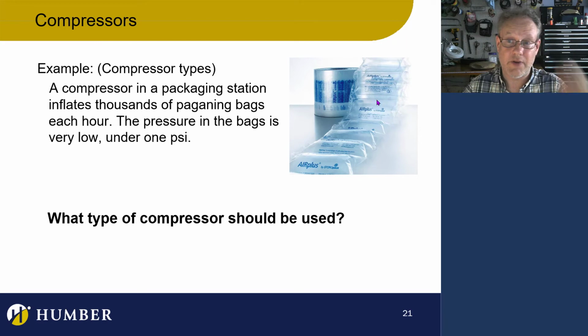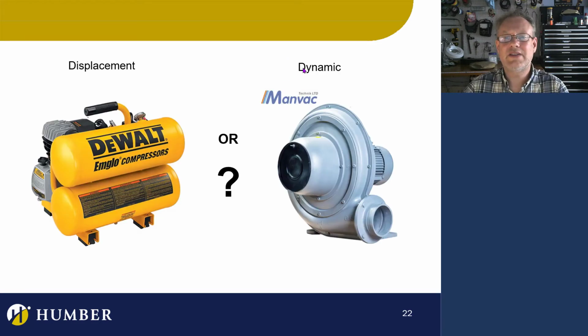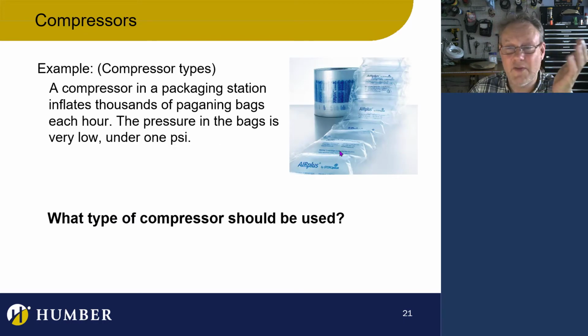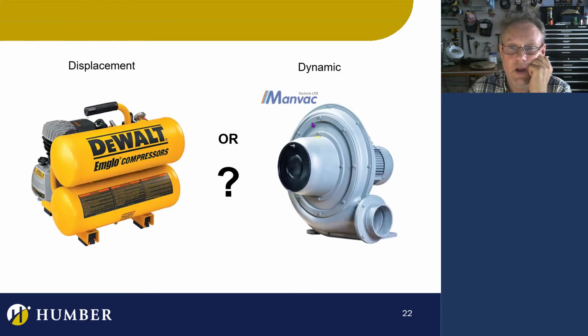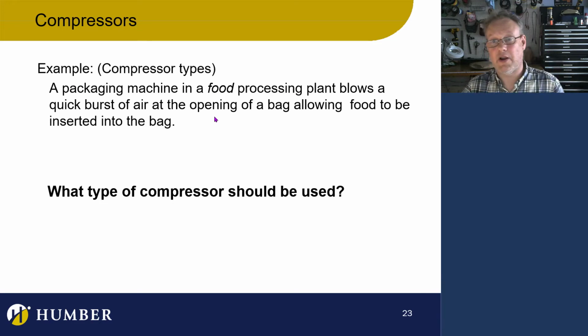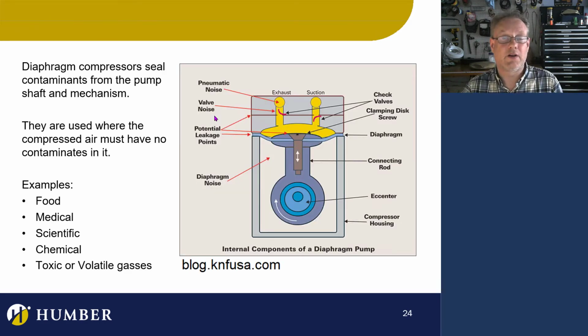So if I've got a situation where I'm filling all of these bags, it's a lot of air that I'm filling, but the pressure is ridiculously low. So I'm going to use a dynamic compressor or rotary compressor as opposed to a displacement compressor, because a displacement compressor is designed to give me really high pressure. Dude, these are like 1/10 of a PSI. I mean, all it is is just air in there, right? So I'm going to use a dynamic compressor for sure. Packaging machine, food processing plant. Okay, blows a quick burst of air into the opening bag, right? You're definitely going to be using that.